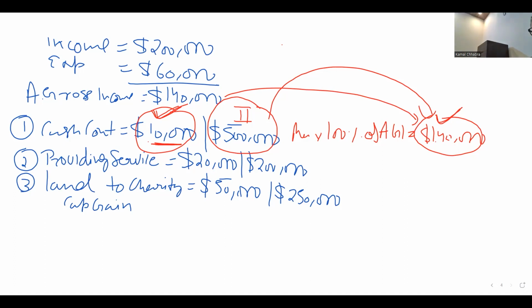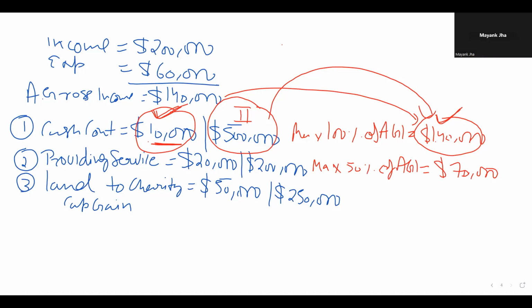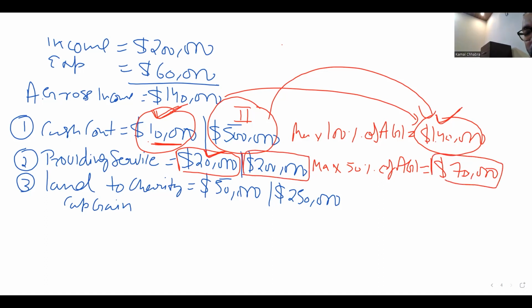Now coming to the services. In terms of services, let's say it's a public trust, so the maximum is 50% of AGI. What is 50% of $140,000? $70,000. So the maximum allowed is $70,000. In the first case, $20,000 or $70,000, whichever is lower, means $20,000 is allowed. In the second case, $200,000 or $70,000, whichever is lower, so $70,000 will be allowed.